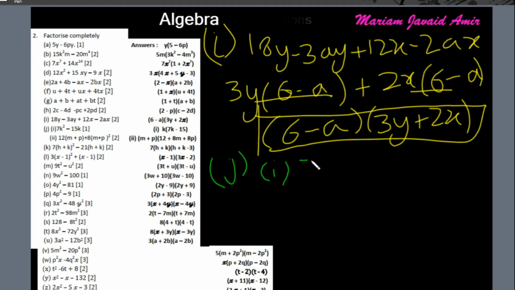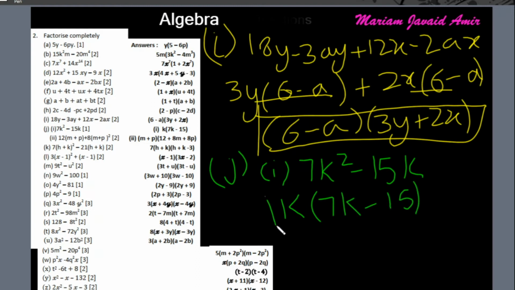7k square minus 15k. Take k common, and we're left with 7k minus 15. This is J1.